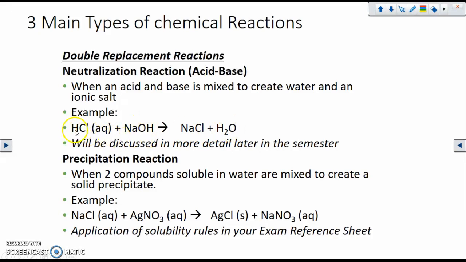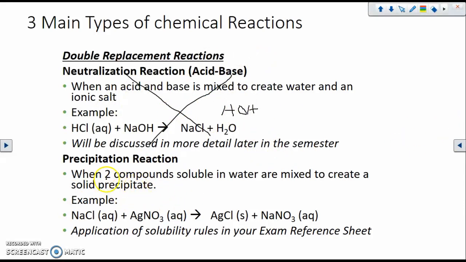And you can see that the hydrogen replaced the sodium here. H2O can be written as HOH. So we just replaced the Na with H, and then the H from HCl was replaced with sodium, and that's why it's called double replacement. This will be discussed in more detail later in the semester, so we're not going to talk about this too much for this part of the class.